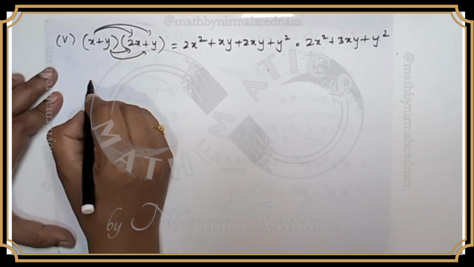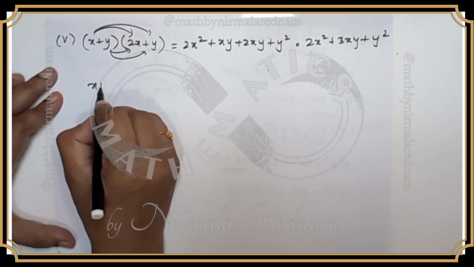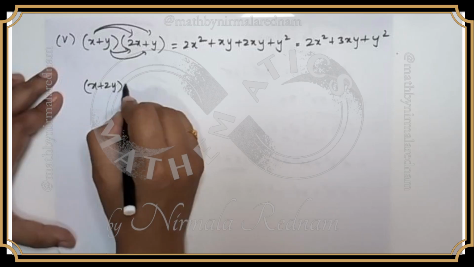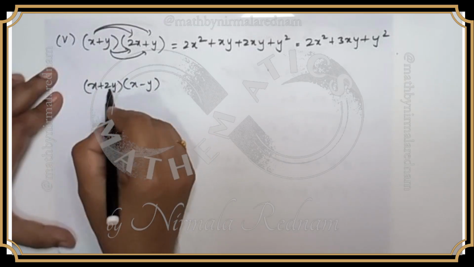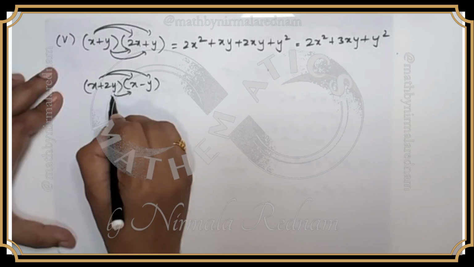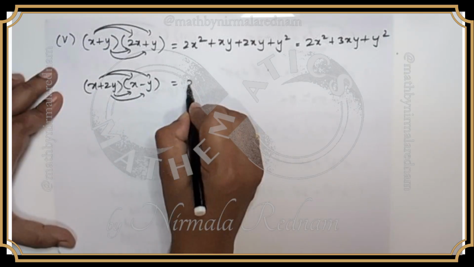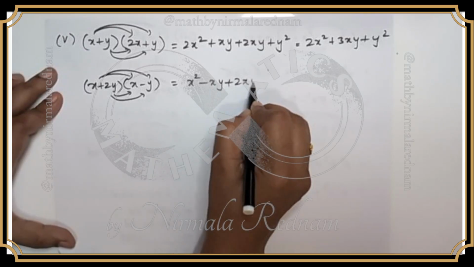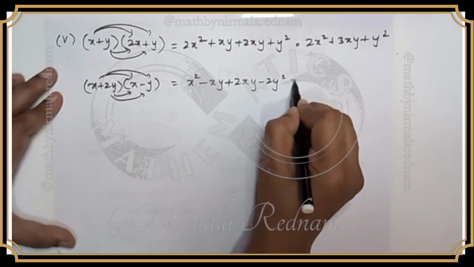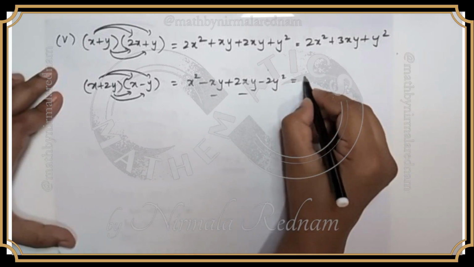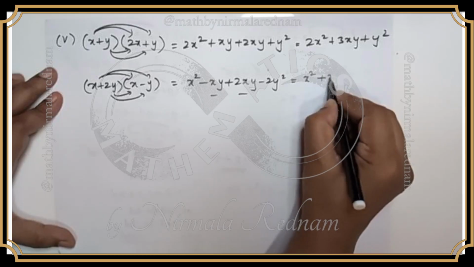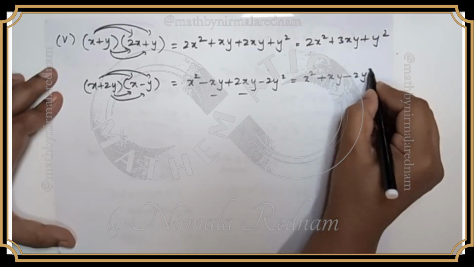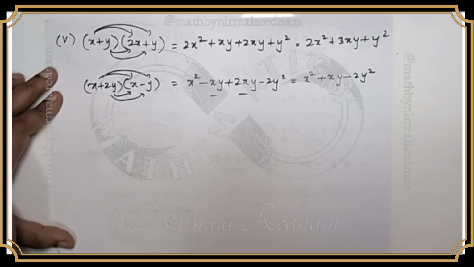Next I have x plus 2y into x minus y. Again, if you simplify this, you have x square minus xy plus 2xy minus 2y square. So you can see that these two are like terms. So it's nothing but x square plus xy minus 2y square. Now these two have to be added.